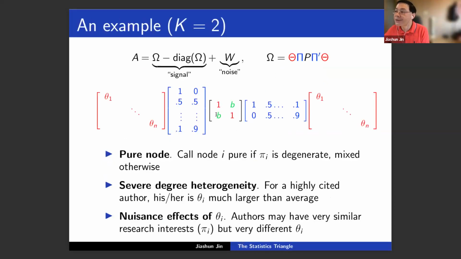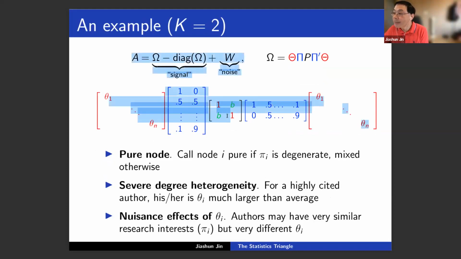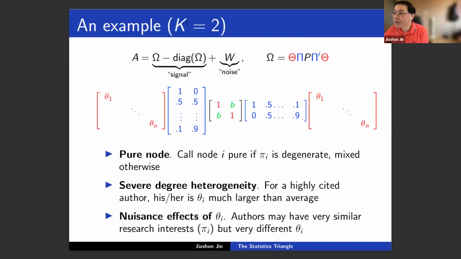Here is a very simple example of what omega looks like. On the left, you have a diagonal matrix, where theta i is the degree heterogeneity for author i. In the middle, you have a very small matrix. If K equals 2, then it becomes 2 by 2. This is the baseline citation exchange between primary research areas. And here is a very skinny matrix, very tall but very skinny. Each row is an author, and each row represents the mixed membership vector for the corresponding author i.